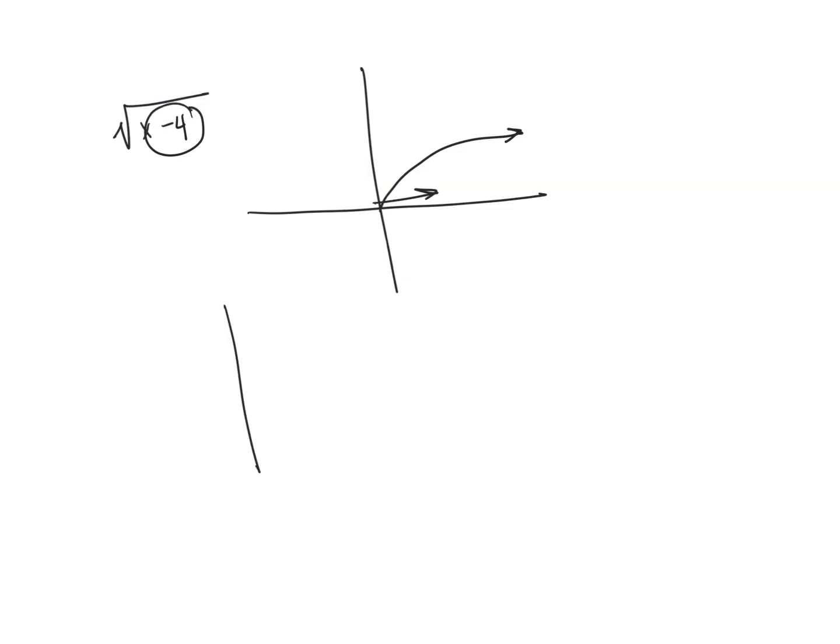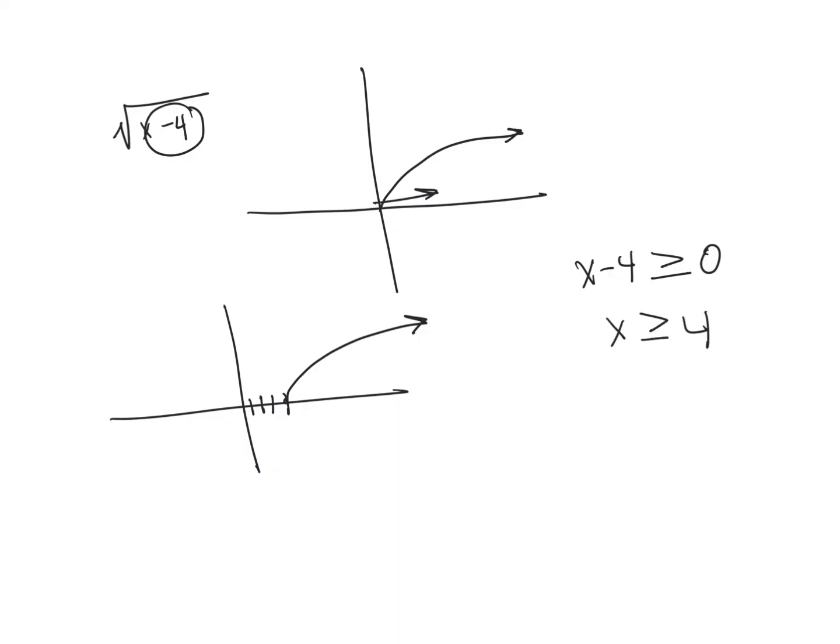So it'd be 1, 2, 3, 4. And that would be what the graph would look like. And then the domain: x minus 4 has to be greater than or equal to 0. So x has to be greater than or equal to 4, which is consistent with your graph. See, there's only points this side of 4, right? So here's 4 right here, 4 down to negative infinity.